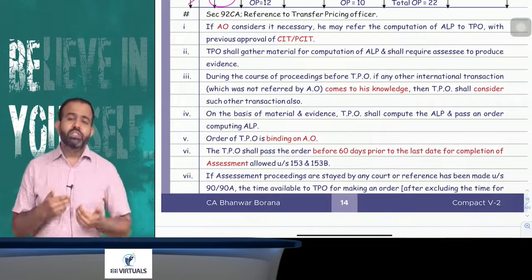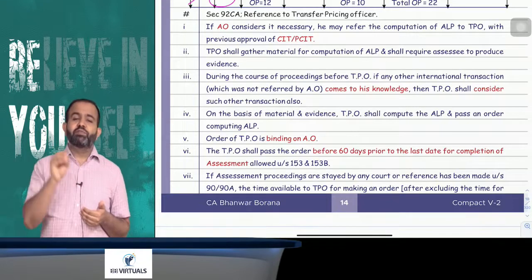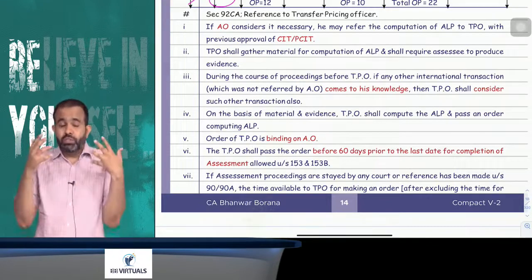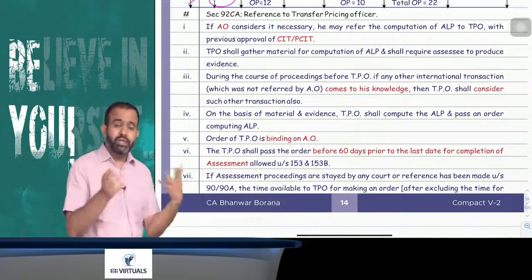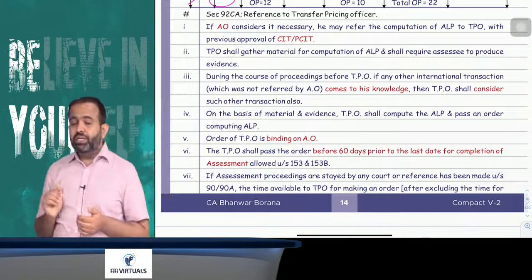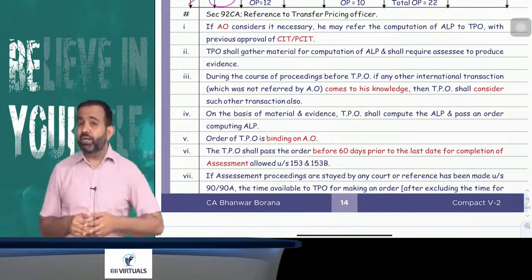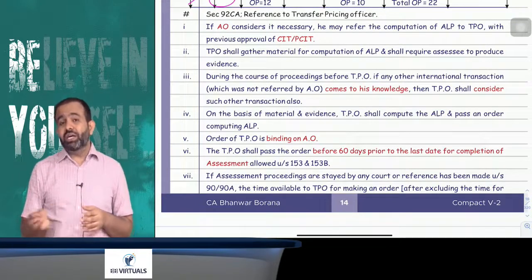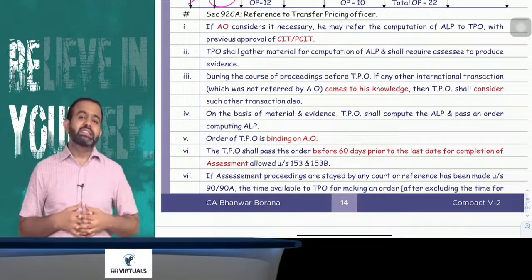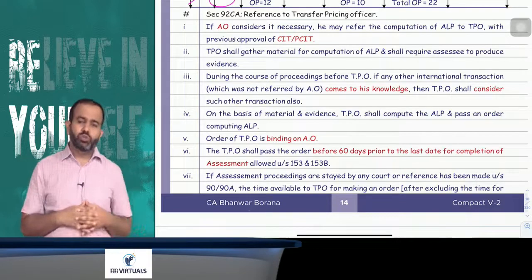Now guys, there is one question. Suppose the assessing officer referred only 3 international transactions to the TPO, but when the TPO was doing that work, he comes to know that there are 2 more international transactions. So can he consider those transactions also? Answer is yes. If any transaction comes to the knowledge of the TPO during that proceeding, in that case the TPO can consider that transaction also, no problem at all.